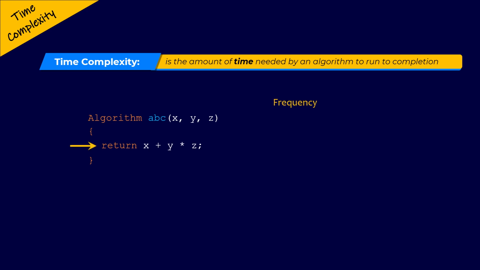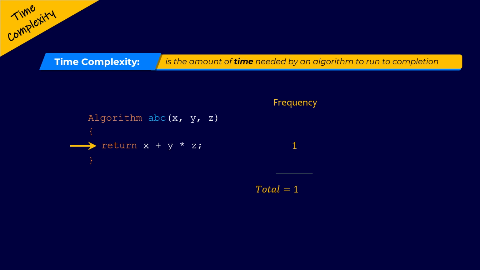Now this algorithm has only one statement, that is the return statement. The return statement is a primitive statement, so the return statement takes a unit time, and this statement only executes once. Therefore, the frequency of the return statement is 1. Now the step count of the entire algorithm is also 1, since there is only one statement which has the frequency 1. Therefore, this algorithm ABC takes a unit of time to execute.